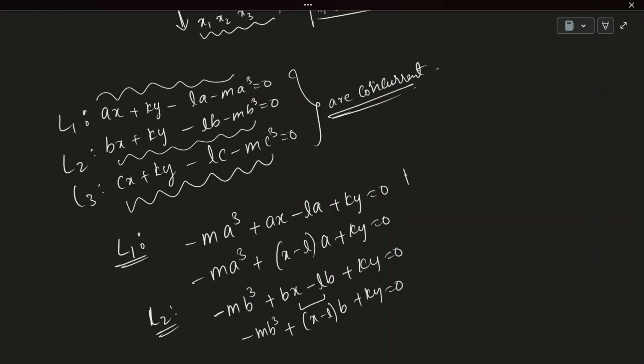Next, the third one. I can write it as -mc^3 + (x - l) times c + ky = 0. So the third line is a cubic equation in terms of c. Since it is a cubic equation, definitely it will have roots, right?